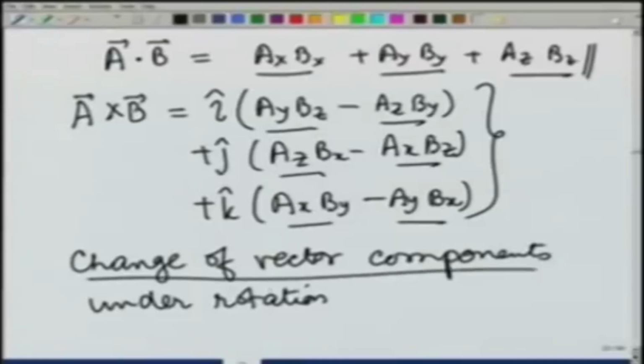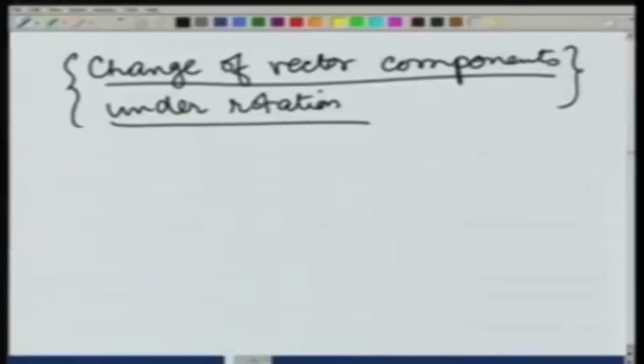So far we have just looked at a vector quantity as something that has a direction and that has a magnitude. But now we are going to look at some more properties, and one property that we specifically look at is the change of vector components under rotation. Let us see that.